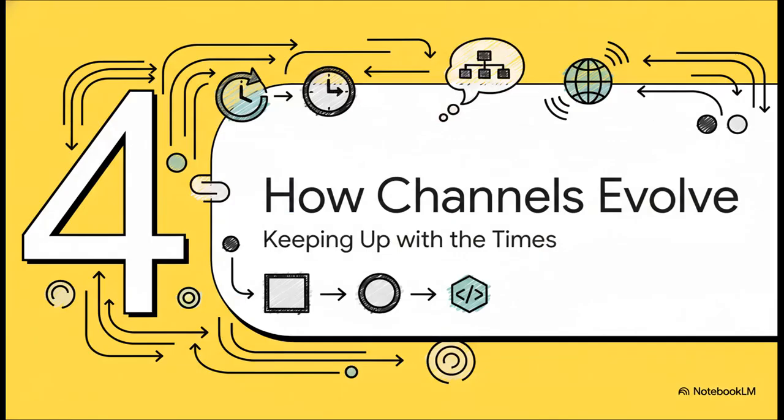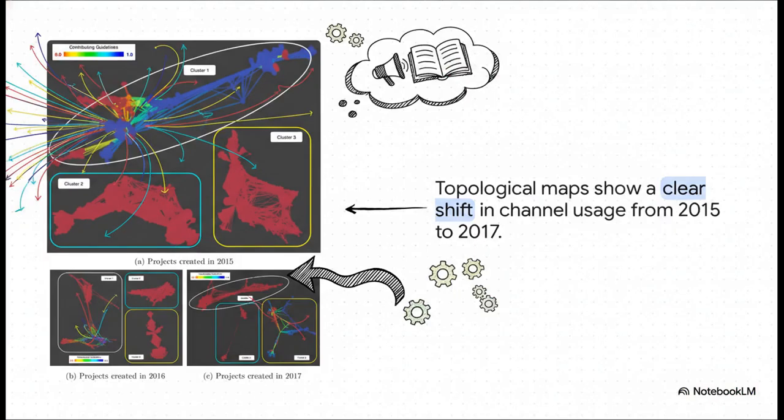But, things in the open source world don't stand still for long. The way developers share knowledge is always changing. So for our next section, let's look at how these channels have been evolving. I mean, you can just see the difference with your own eyes here. On the left, you've got projects from 2015, and on the right, projects from just 2 years later in 2017. The whole landscape, the main clusters and colors, has totally shifted.